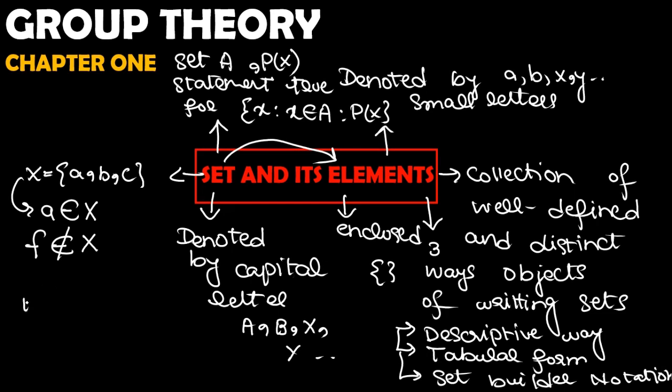If I want to say math students in a class, or math students in a college, it means I am talking about all the math students in the college. It is the collection of students. So this is the way of writing a set in the descriptive way. And the tabular form is when we write the elements like this: 1, 2, 3, 4, 5, up to 10. This is the way of writing the collection of the first 10 natural numbers in tabular form.